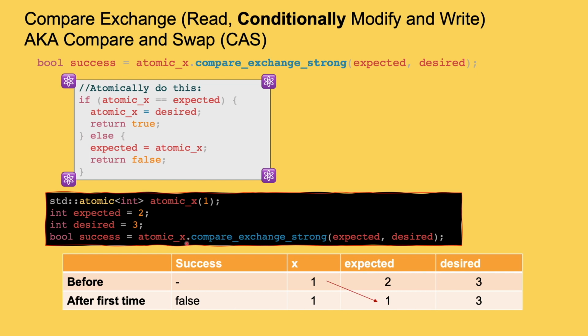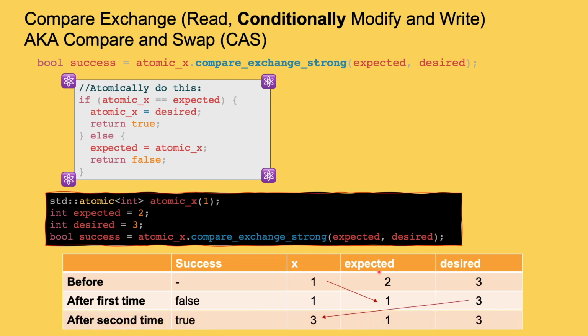Now let's say I run this one more time. In this case, expected and x are now equal, so we would be in this part of the algorithm. And then in that case, we update atomic x to desired. This would be updated to 3. Expected and desired would not change, and then we return true.